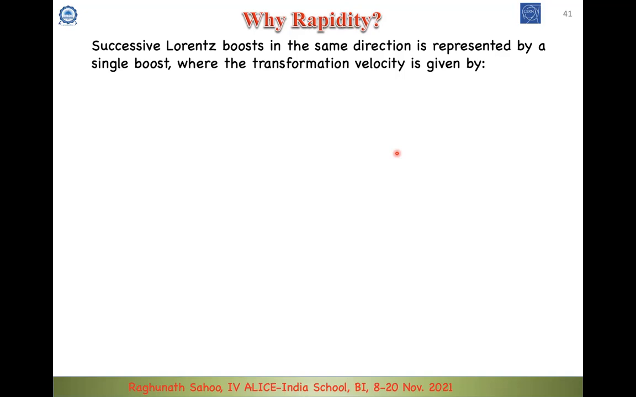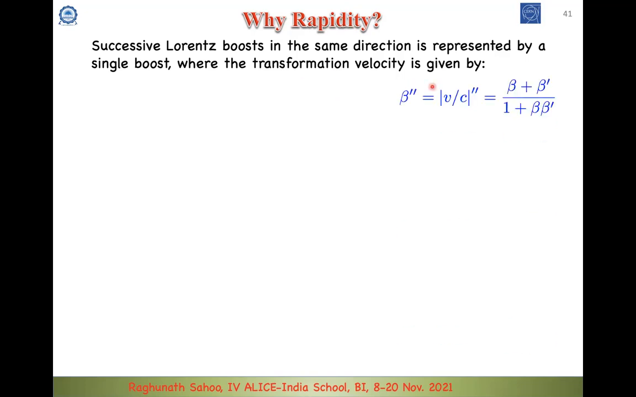Also I explained in my first class that velocity cannot be used as a variable to describe relativistic particles, because you cannot distinguish between 99% and 99.99% of the velocity of c. And the Lorentz boost factor will be more important or useful to describe different particles in the relativistic domain. Fine. So let's go to successive Lorentz boosts in the same direction. This is represented by a single boost, where the transformation velocity can be written in this way.